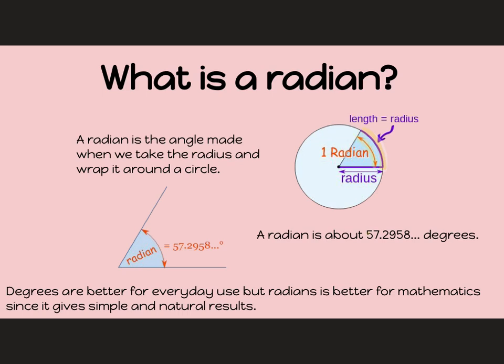We talked about how radians are about 57.2958 degrees. And degrees are better when you're doing everyday things, but radians are better when you use math. So that's why we're using radians.